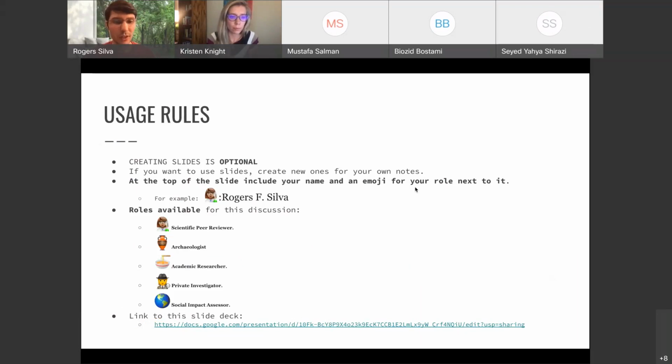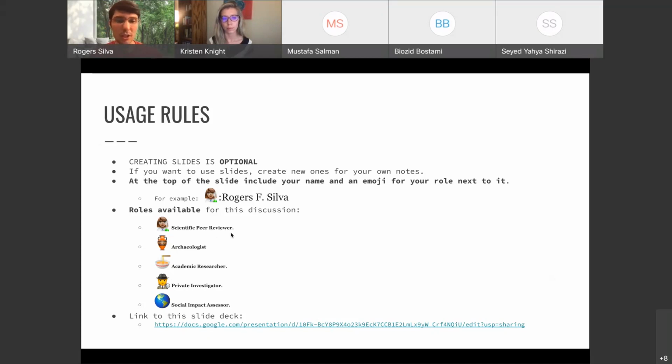And just briefly, for context, we're using the role-playing seminar format, where we have the following roles, and different people are going to be taking different roles to give us different perspectives about the work that we're discussing. So today I'm going to start. I'm going to be taking the role of scientific peer reviewer.